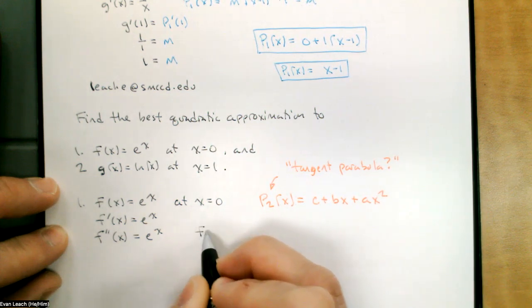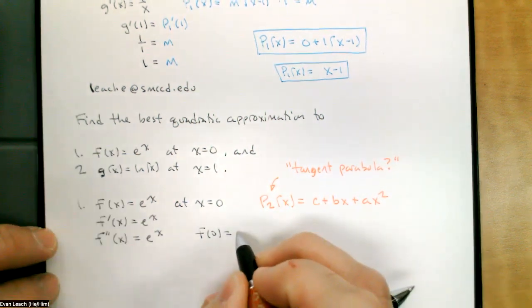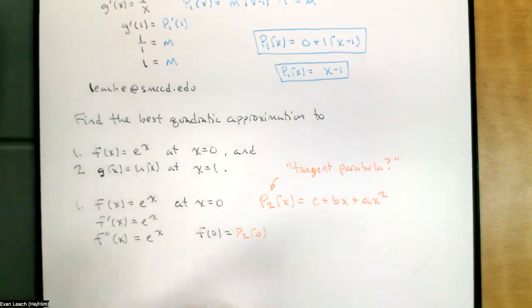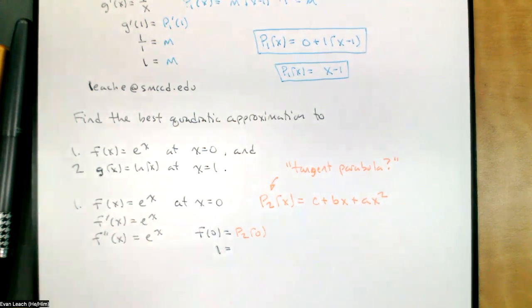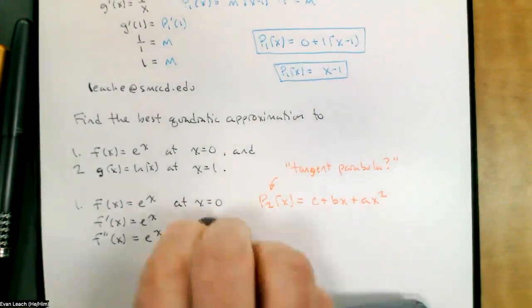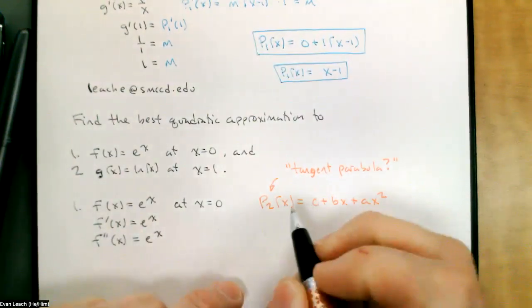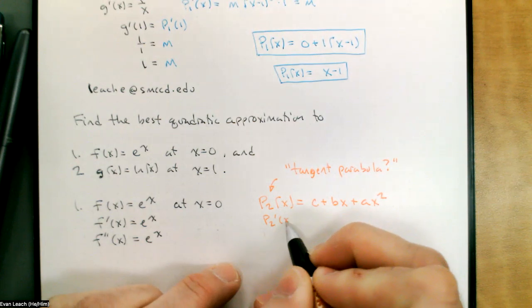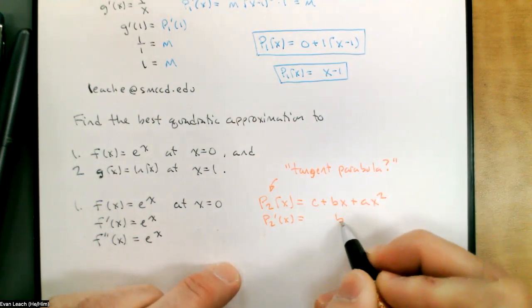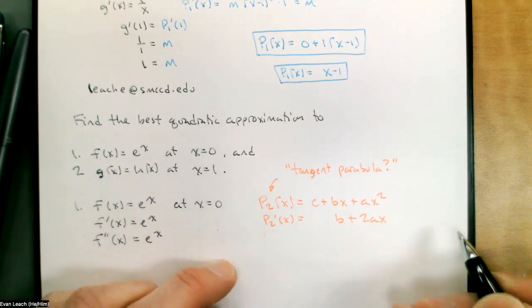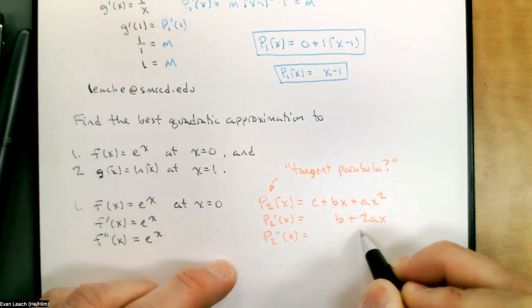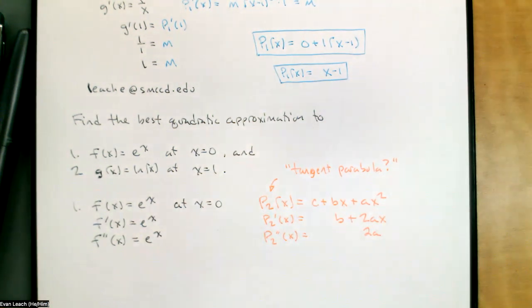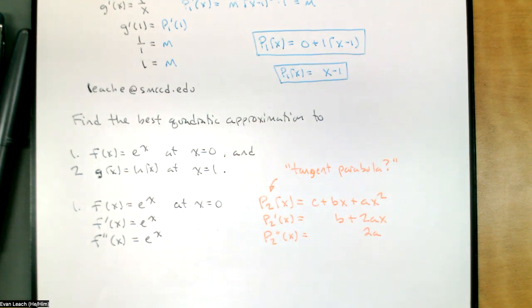So f of 0 to equal P2 of 0. f of 0 is going to be 1, and P2 of 0, oh, shoot. I didn't write the other side. So I also want some derivatives over here. P2 prime of x, derivative of c is 0, derivative of bx is b, and I'll have a 2ax. And I'll need the second derivative because I want to match up to here. Derivative of b is 0, the derivative of 2ax is 2a. Now I'll plug in 0 into all these places and make them equal in pairs.